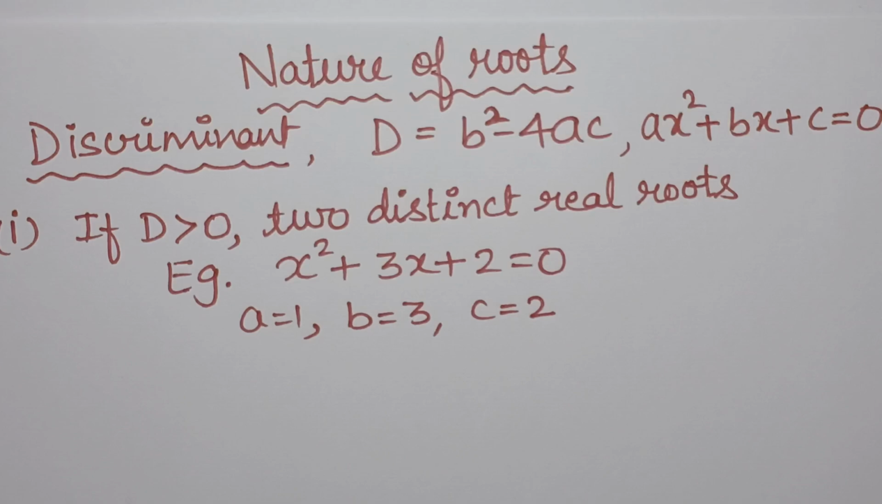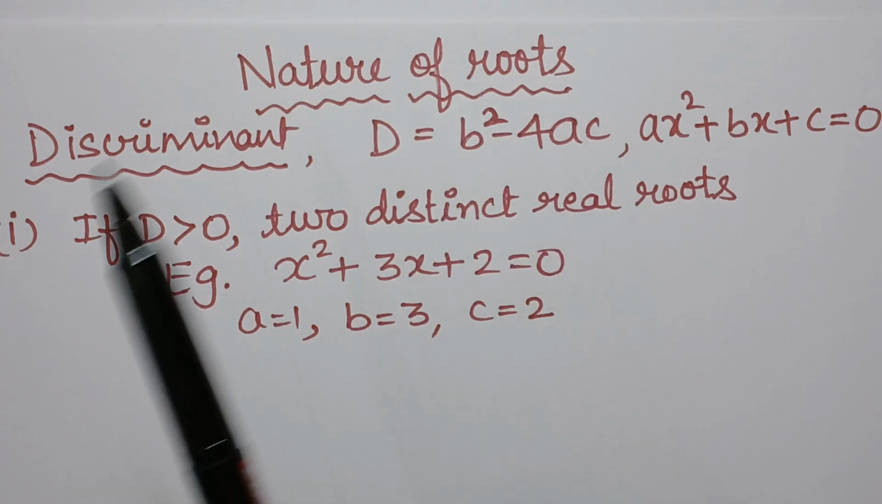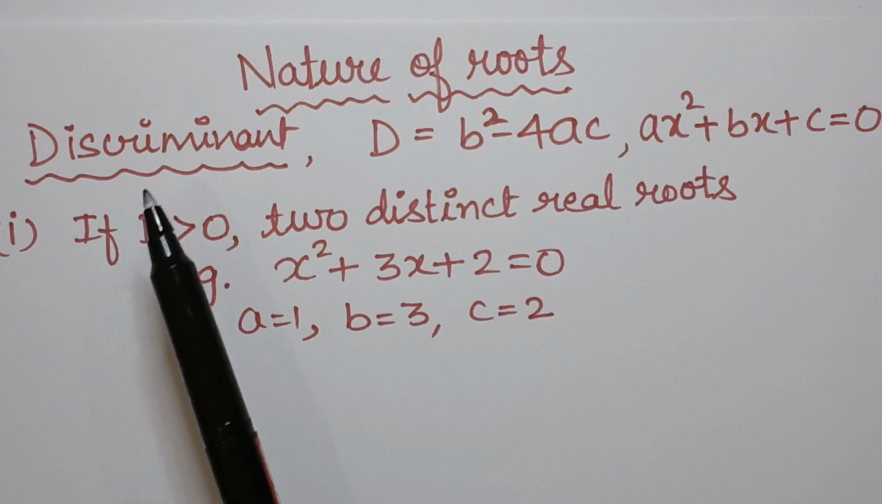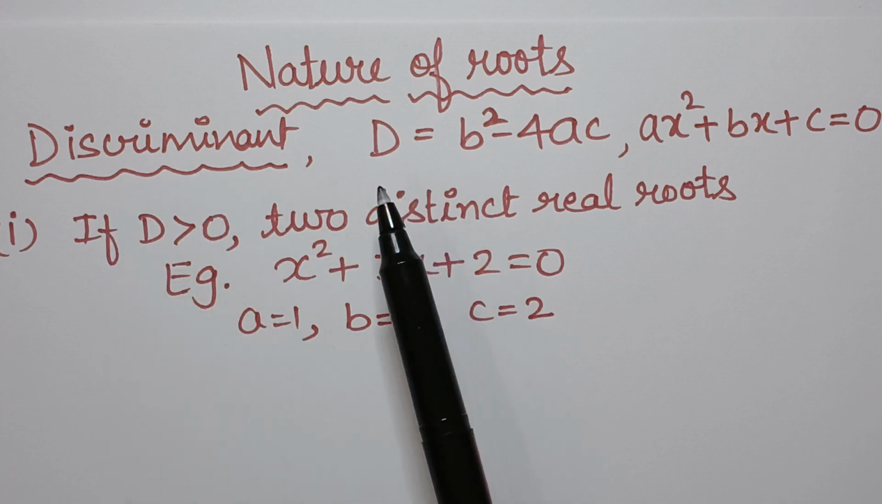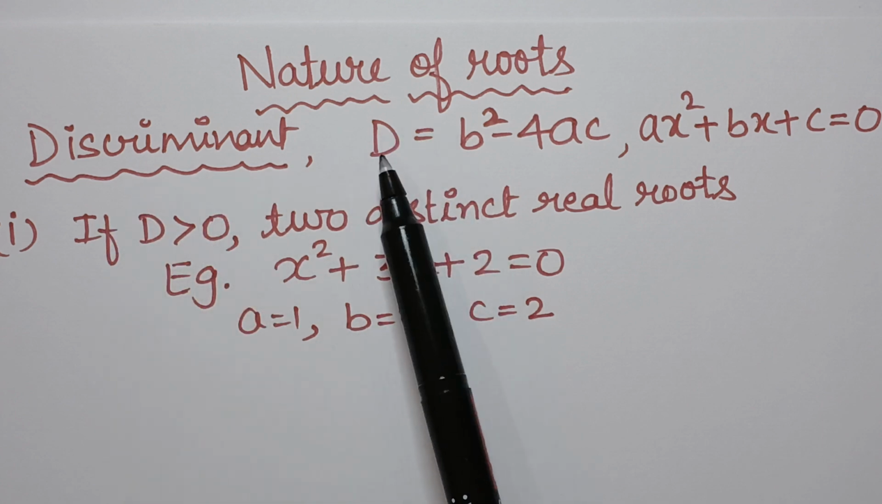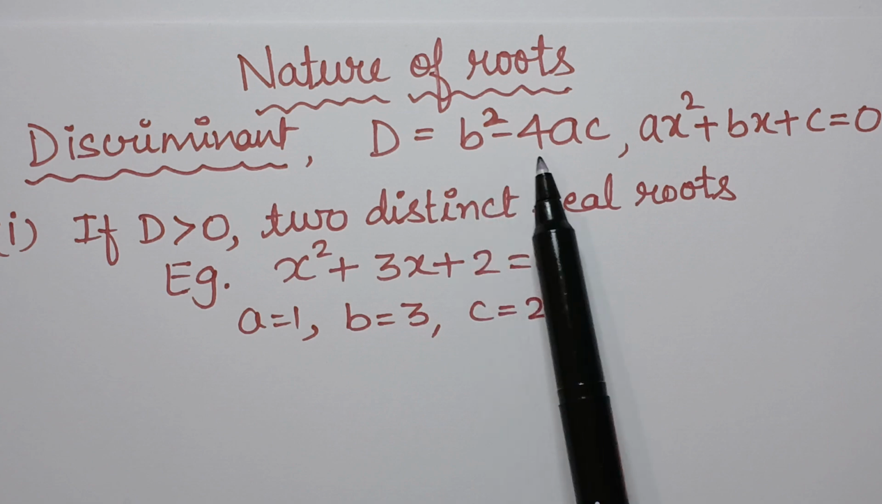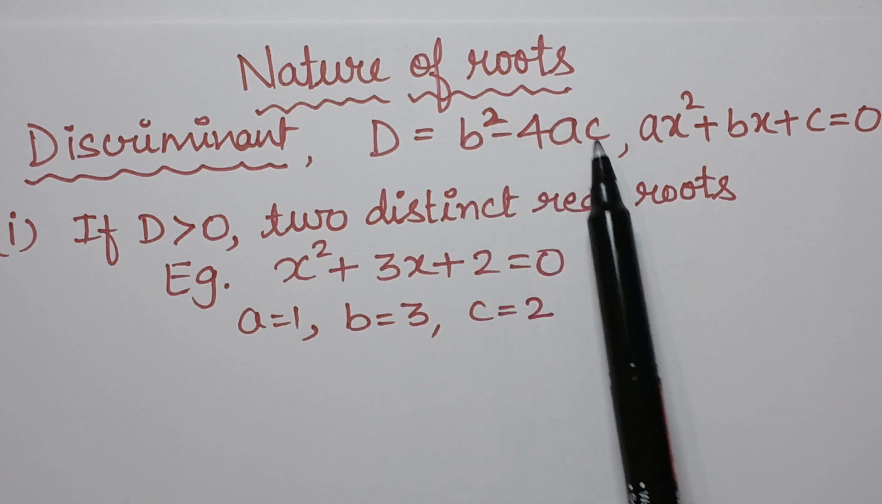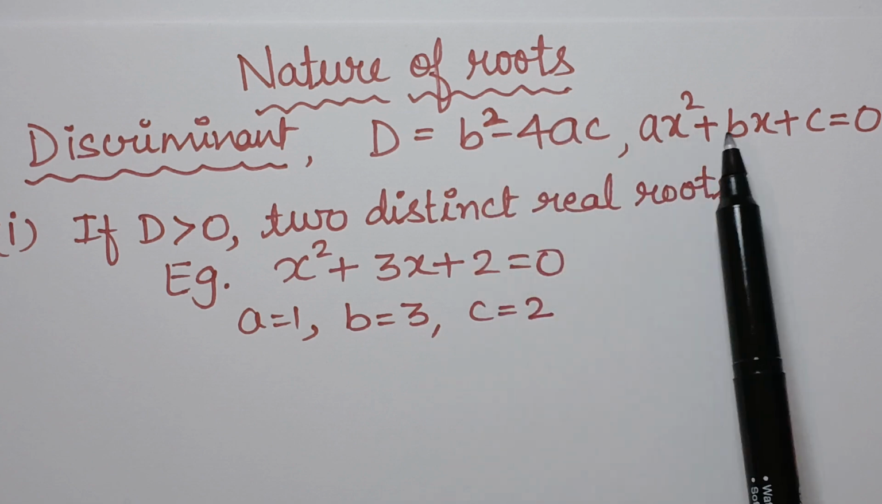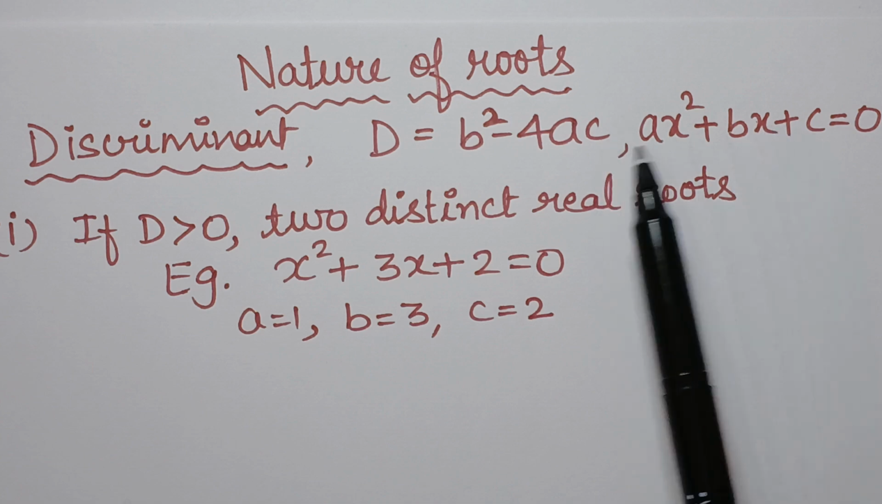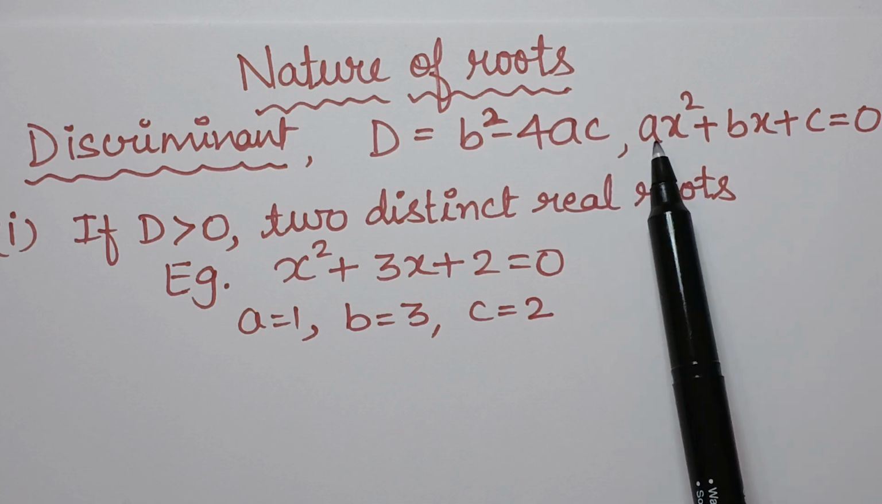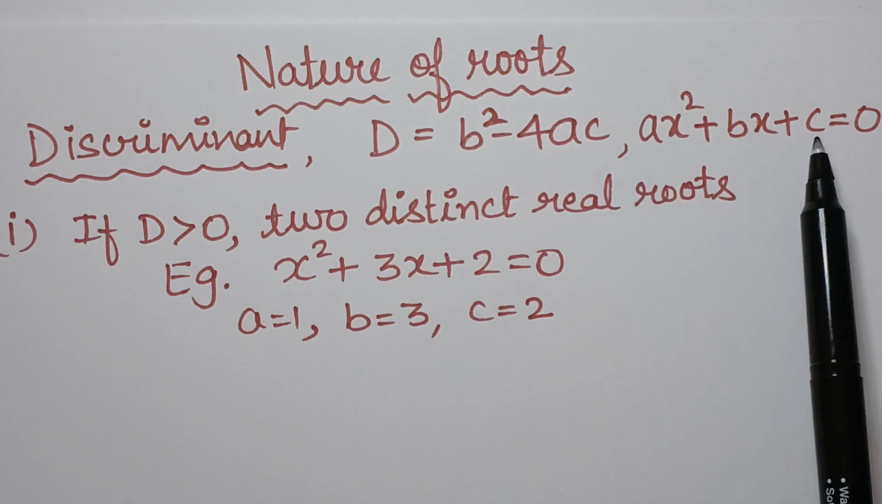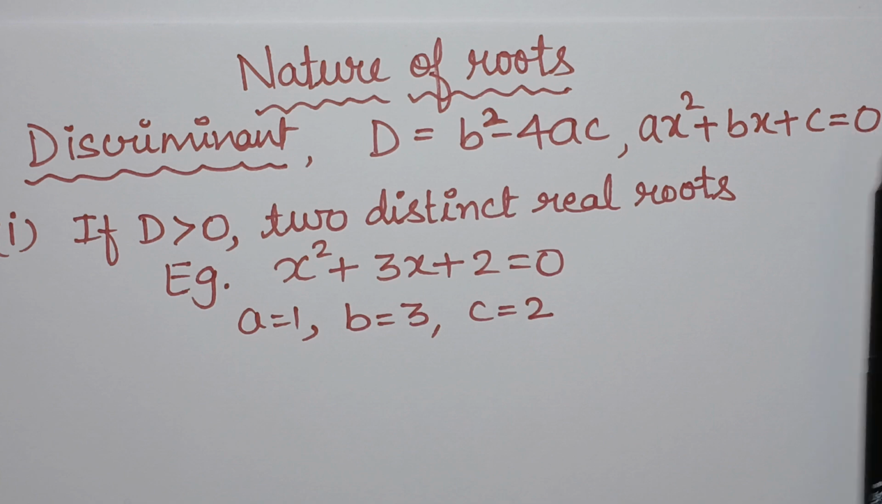Let us learn how to find the nature of roots. To find nature of roots, first we need to find the discriminant. What is the discriminant? We represent the discriminant by D, which is equal to b square minus 4ac. Now what are these a, b, c? a, b, c are the coefficients of this quadratic equation. Coefficient of x square is a, coefficient of x is b, and the constant term is c.